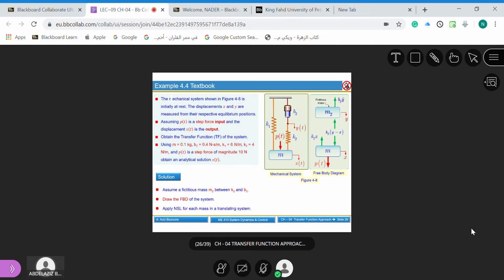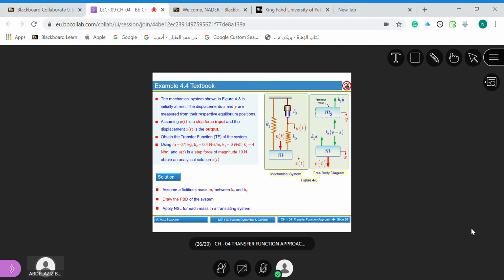And then the fictitious point is connected to a damper here. So there will be a damper that is fixed from this side. The damper is fixed from this side here. So the force on the damper is simply B2 y dot. And the force on the spring here, I don't know why my pen is behaving strange, there will be a force K2 of Y minus X from here.